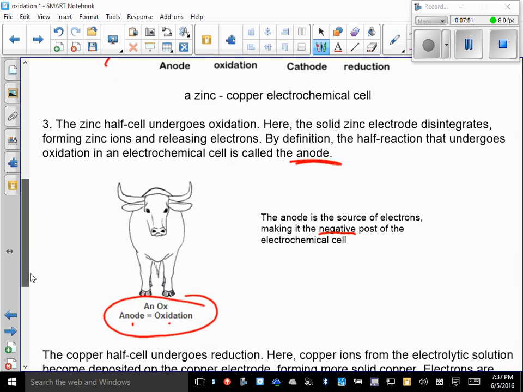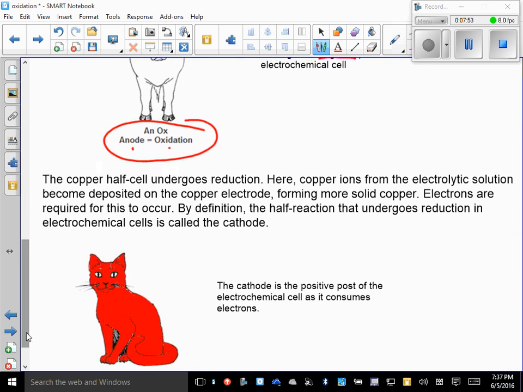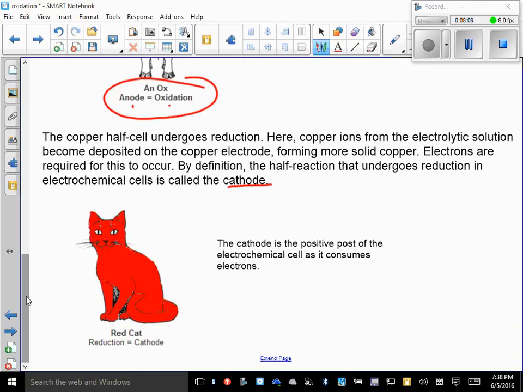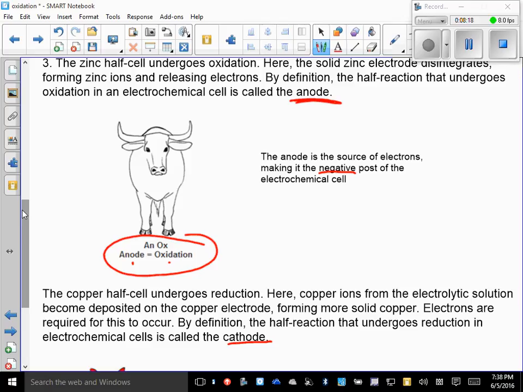Okay, copper from the solution becomes deposited onto the copper electrode, forming more solid copper. Electrons are required for this to occur. By definition, we call this the cathode. Okay, so the way we remember that is reduction happens at the cathode. That's a red cat, and it is positive. So I like red cats, they're positive. Anox is negative. I don't know, maybe that ox looks a little sadder.